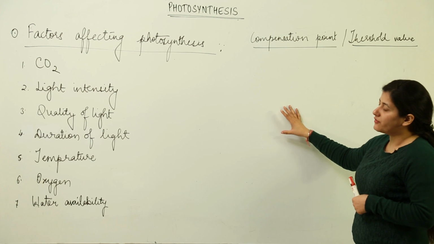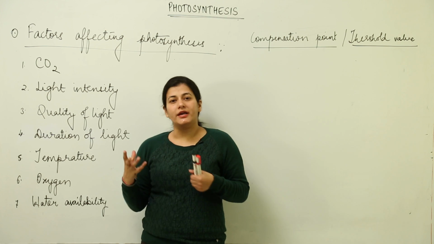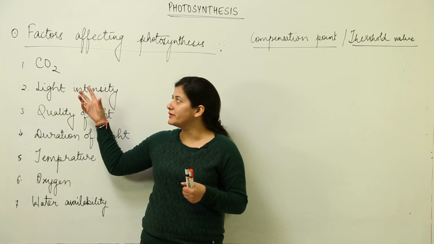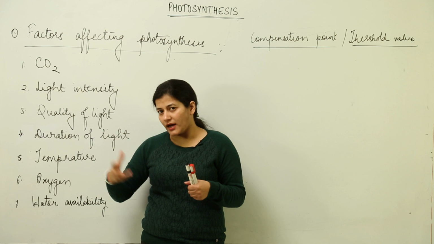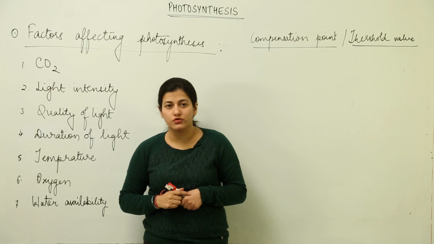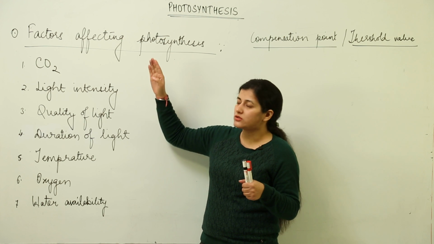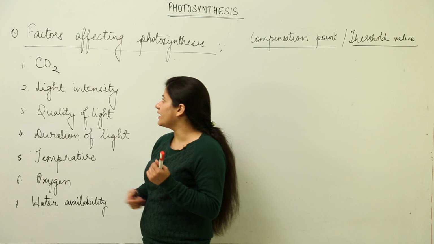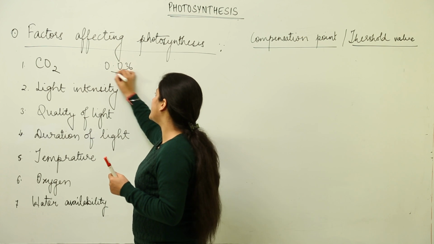Now, talking about the factors, first of all we take carbon dioxide. As you know, carbon dioxide is the raw material for the process of photosynthesis. It is this carbon dioxide which has to get reduced and form the glucose, and that entire process leads to evolution of oxygen. We have done this in great length. This carbon dioxide, you must be knowing, is taken up from the atmosphere, and this is the concentration inside the atmosphere.